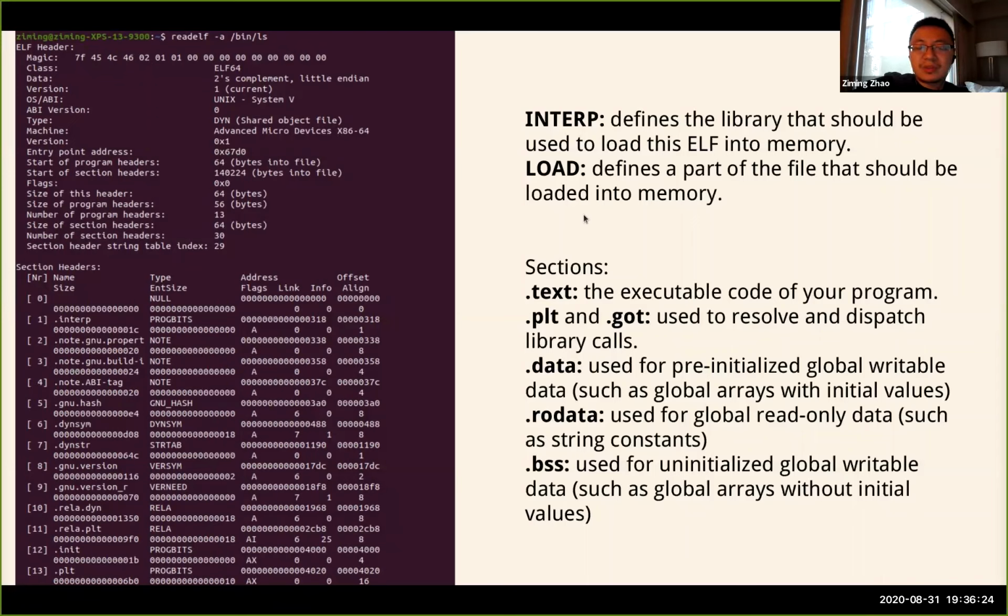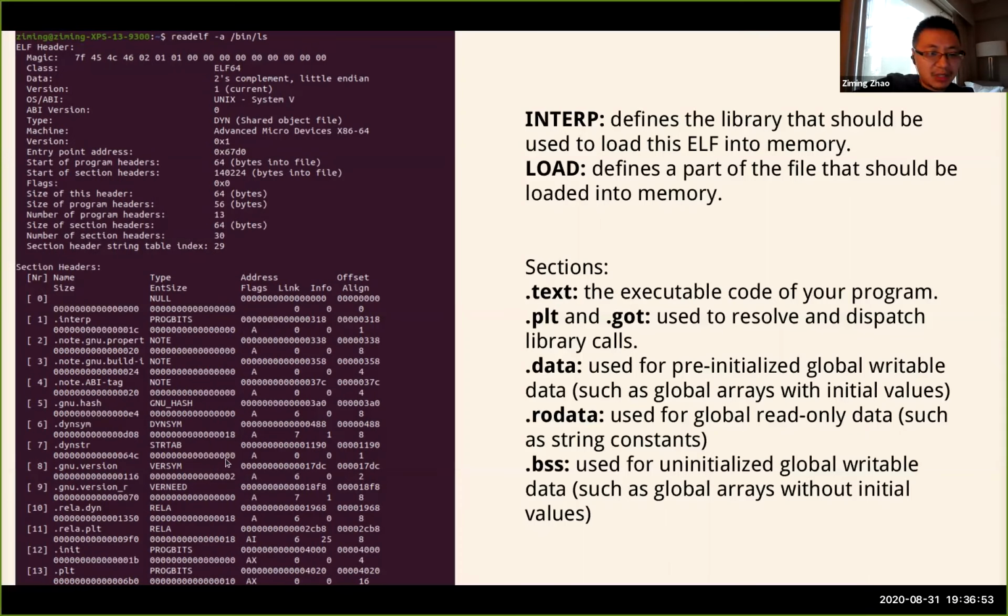There are 2 important ones. One is called interpret, another one is called load. The interpret part basically defines what should be used to load this ELF into memory, and load defines the parts of the file that should be loaded into memory. There are many sections, and usually they are in load. For example, the .text section, that's where the binary code is. The binary code is in the text section.